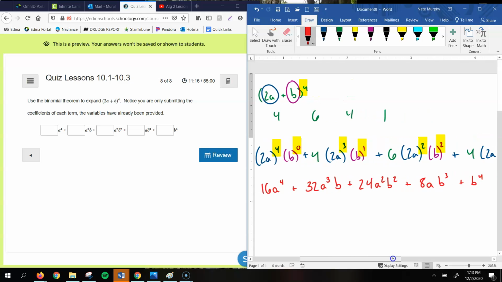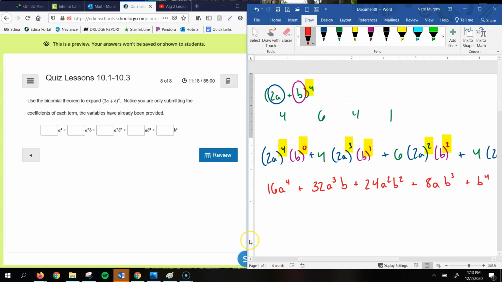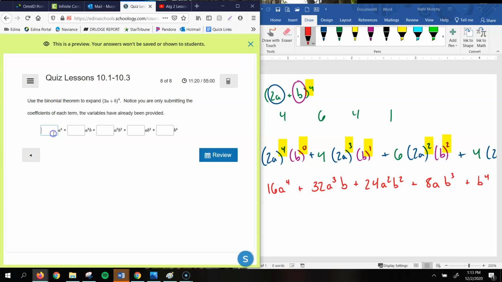Move that over so we can see all of that. So when we go to type this in, we would have 16 for this first one, and then 32. We already have the variables in there, so the a cubed b is there. Then we have 24a squared b squared, and then we would have 8ab cubed. And then lastly, what we'd put in here is just 1, so 1b to the 4th. If you didn't put that 1, if you left it blank, I still gave you credit. But in the future, just know to put a 1 in there.